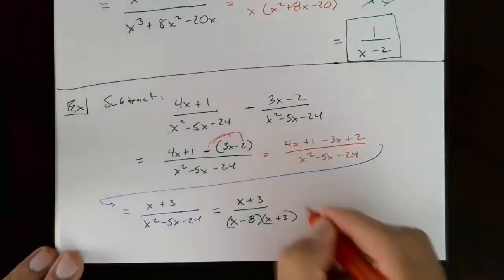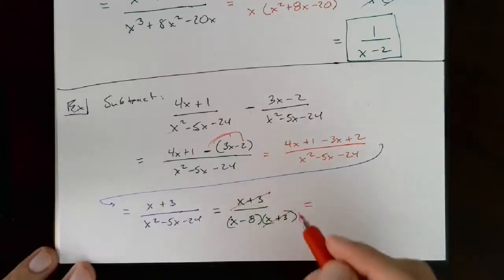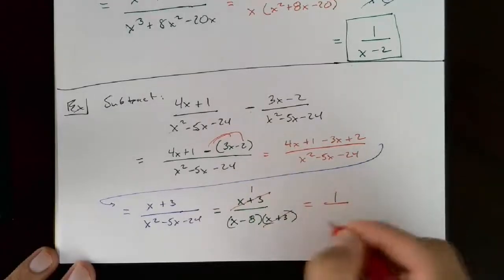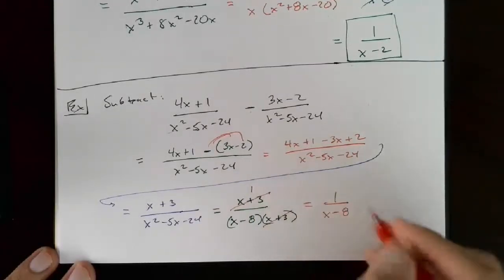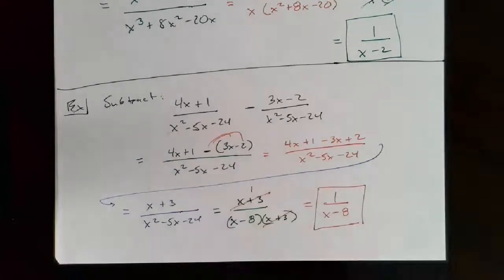And now, does any of this cancel? Well, the x plus 3 factor will cancel x plus 3 here. And then again, remember, when you cancel that numerator completely, there's a 1 there. So it's 1 over x minus 8. And that's it. Don't just write x minus 8. You need that 1 from the numerator.